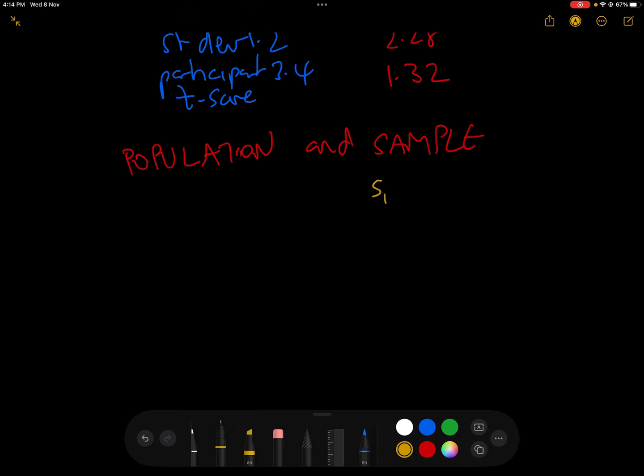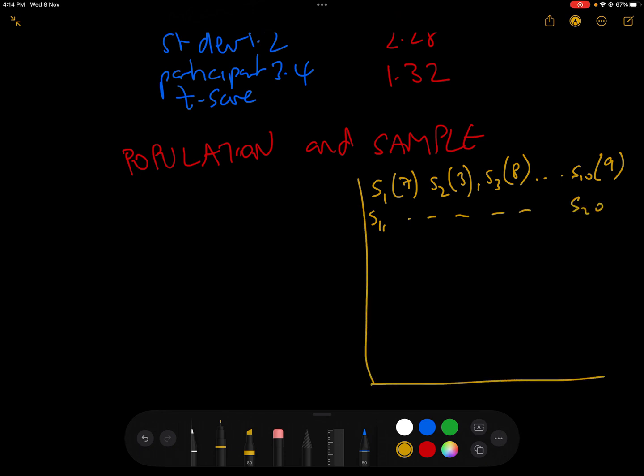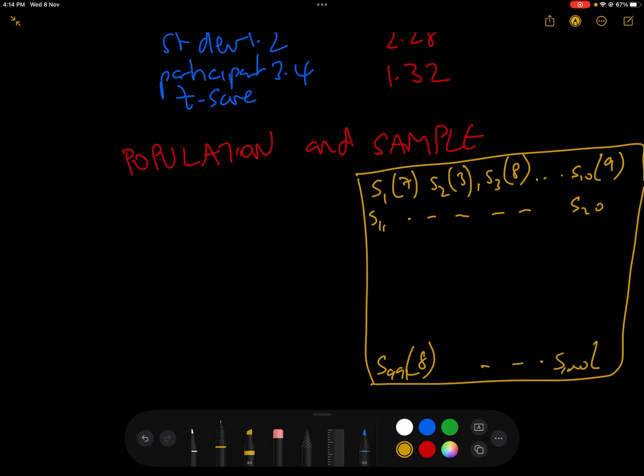If we had 1,000 students, we would say we got S1 and let's say that his score was a 7, and we got S2 and let's say that he moved the dial to a 3, and S3 he moved the dial to an 8, and so on, and we got to S10 and he moved the dial to a 9, and then S11, all the way to S20, and we go all the way down to the 1,000th student, which was S991, and he moved the dial to 8, and all the way to S1000, student 1,000, and she moved the dial to a 4.